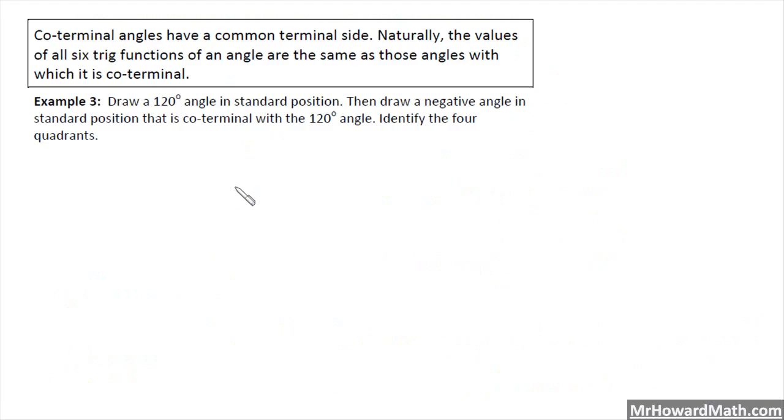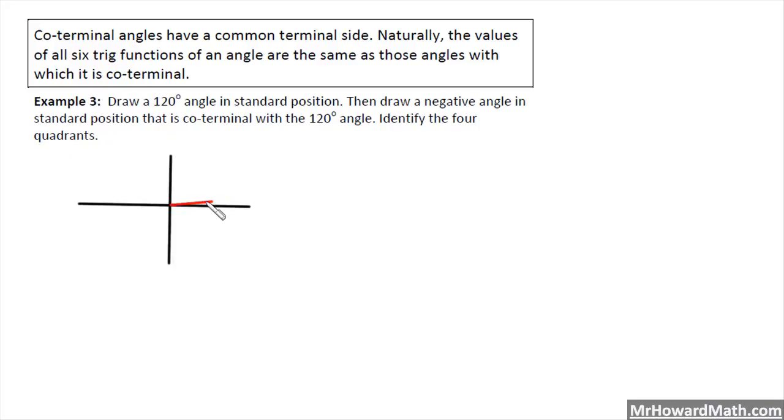All right, example 3. In this example, we have some more vocabulary: coterminal angles. Well, we know what the terminal side is, so this will make sense. Coterminal angles mean that they stop in the same place. So if we draw our coordinate plane here and do what it asks us to do, draw a 120-degree angle in standard position. Okay, so let's do that first.